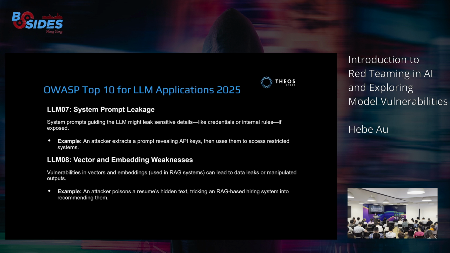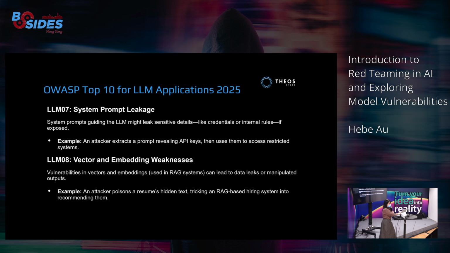System prompt leakage. Just try to get the system prompt. Actually, this system prompt guides the LLM on what you are going to do and who you are. So if you need this system prompt, it means you need the sensitive details of your system. And also vector and embedding weaknesses. Vector and embedding is usually used in RAG systems. So if you need the vector and embedding data, it means you also need your data and can modify the output.